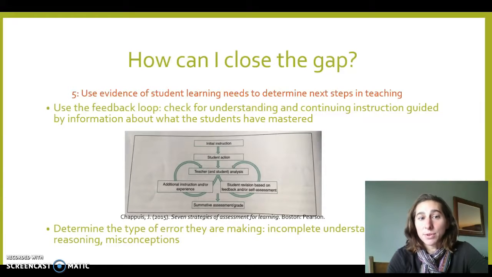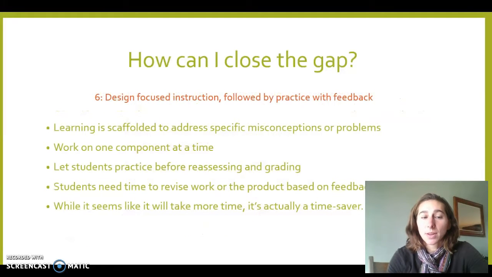Closing the gap. Use evidence of student learning needs to determine the next steps in teaching. It's great to use the feedback loop. You instruct, the student takes action, and then you analyze what that action is, and students can go back to revision. Then you design your focused instruction followed by practice with feedback.